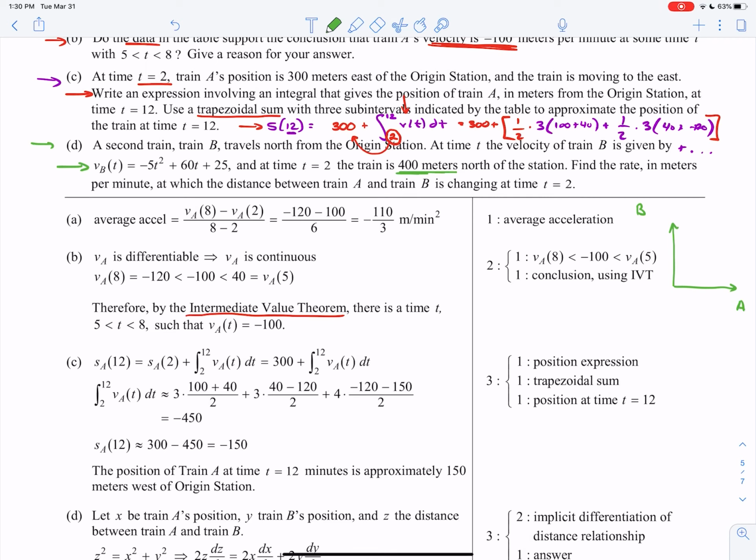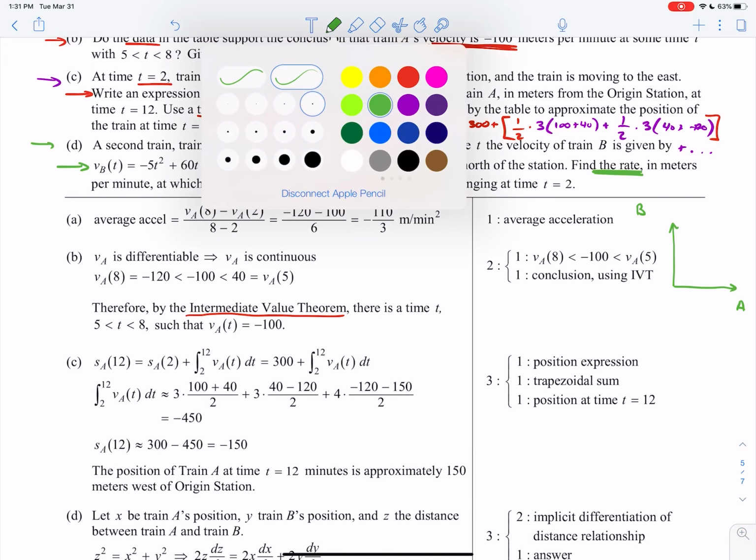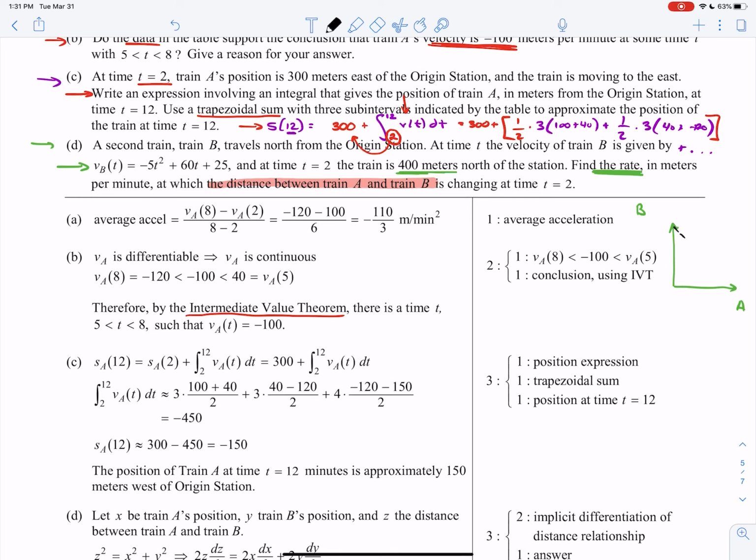We want to find the rate, so we know it's going to be a derivative, at which the distance between train A and train B is changing. Before we get to the rate, take a look at this phrase: the distance between train A and train B. However far train B went or train A went, this black dotted line is going to represent the distance between the two trains. Now that we're factoring in two different rates, we have to see how they're related. Notice how that makes a right triangle since they're going north and east respectively.